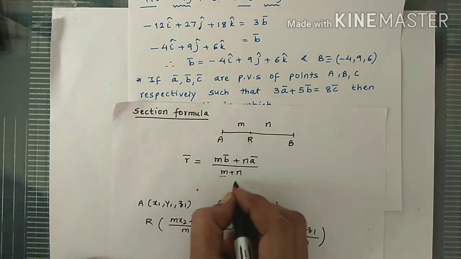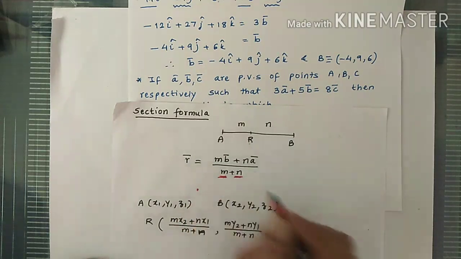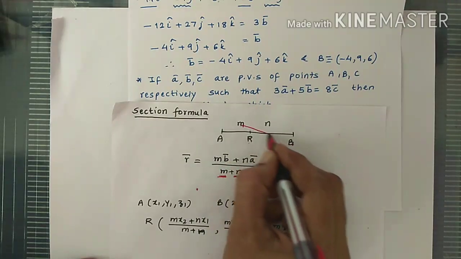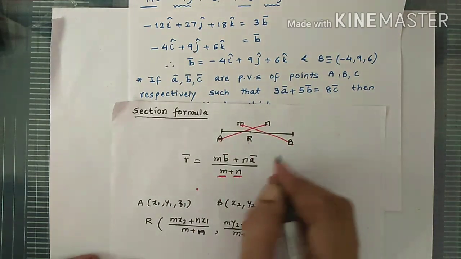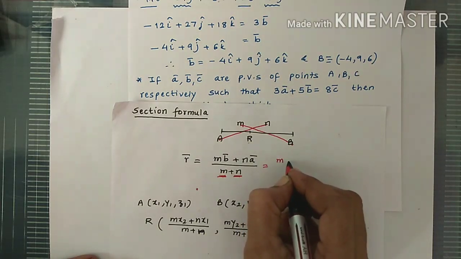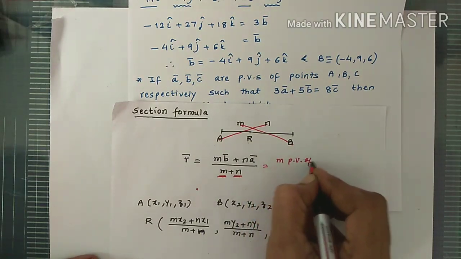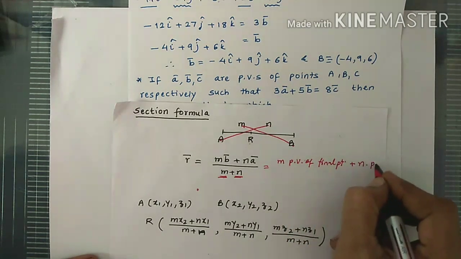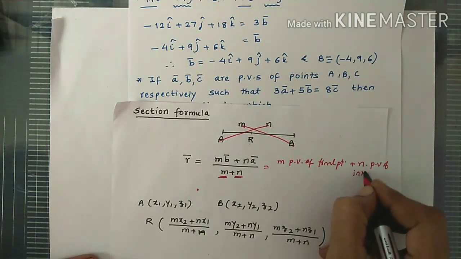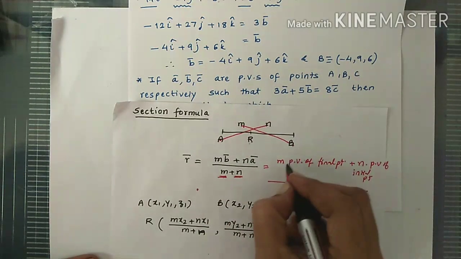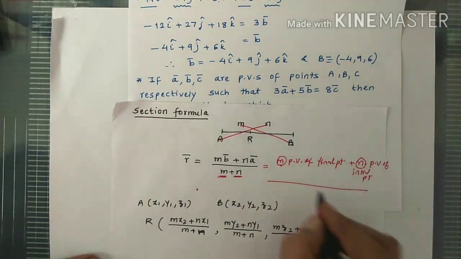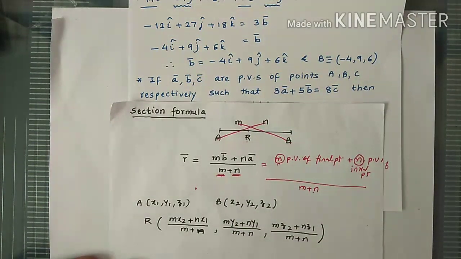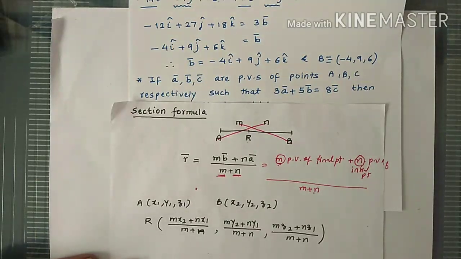So here we have the ratio m:n, and the section formula is m plus n. How do we write this? m into the position vector of the final point plus n into the position vector of the initial point, divided by the sum of these two numbers, m plus n, in the denominator. Okay, considering this, let's solve this question.